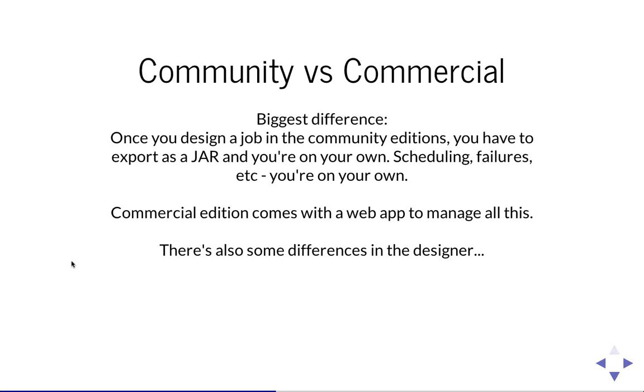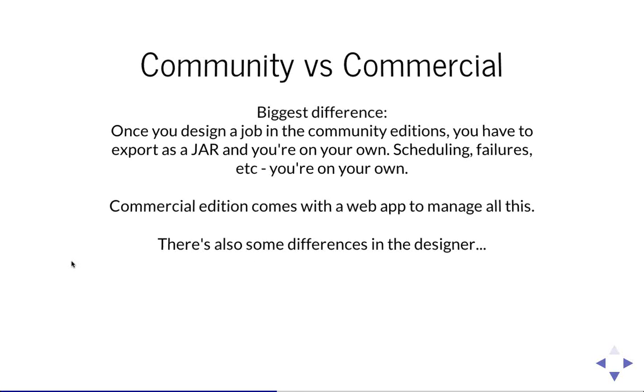So what's the biggest difference between community and commercial? In the community edition, when you're finished designing an ETL job, you export it as a jar file, and then you're on your own. You can run it manually, schedule it to be run, or include it in your web application and call it by some other trigger. But whenever there's scheduling and failures, you're on your own. The commercial edition comes with a web application to help you manage all this. There are also some differences in the designer, which we'll cover in this next slide.